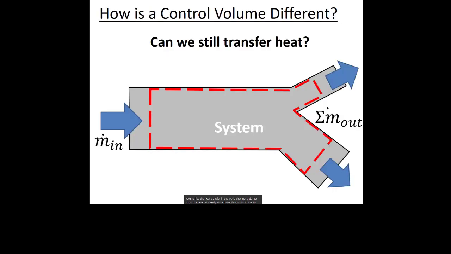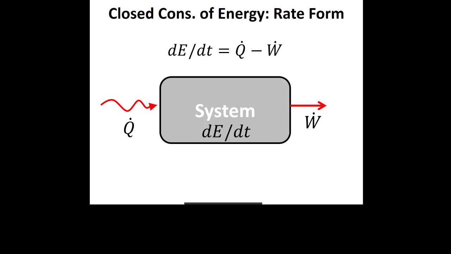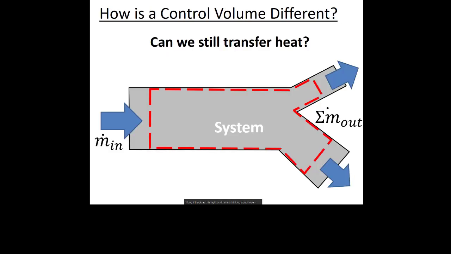Now, if I look at this and I start to think about open systems, can I still transfer heat? Yeah, of course I can, right? You could think about a duct that was carrying air, but maybe you wrap some kind of electrical heater around it, you turn on your current, and now you're heating that air, right? So yes, you can still transfer heat. That heat transfer term is still going to be important, and it's still going to follow the same sign convention that we had in closed systems, where heat in is positive, therefore heat out is negative.